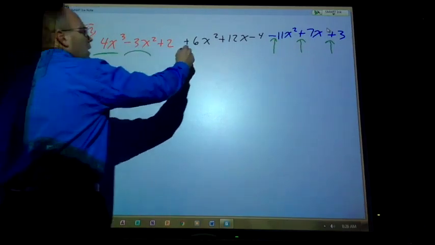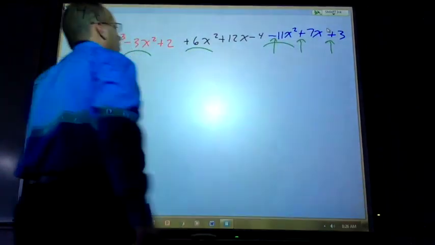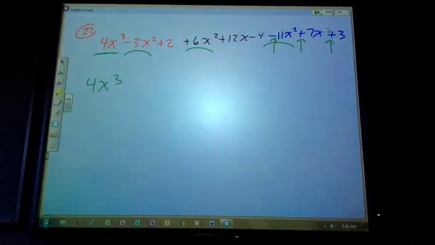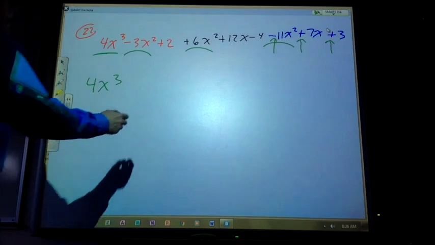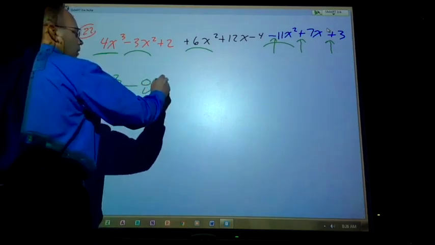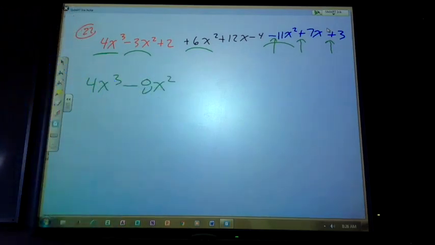Then I have this one, and this one. So I'm going to combine those together. So negative 3x squared plus 6x squared is 3x squared, and then 3x squared added to negative 11x squared is negative 8x squared. Okay, so negative 3 plus 6 is 3, minus 11 is negative 8.